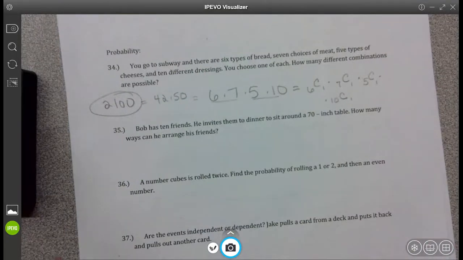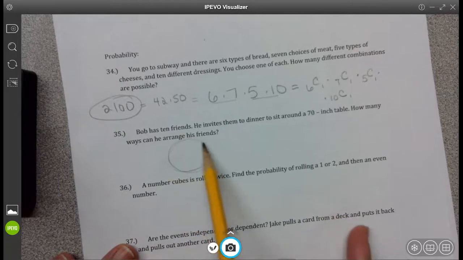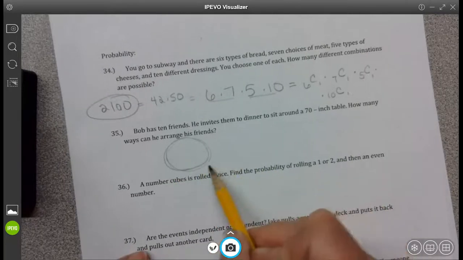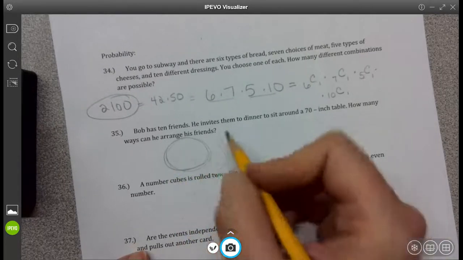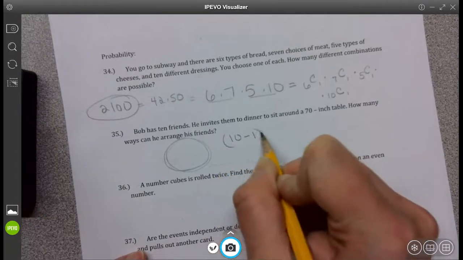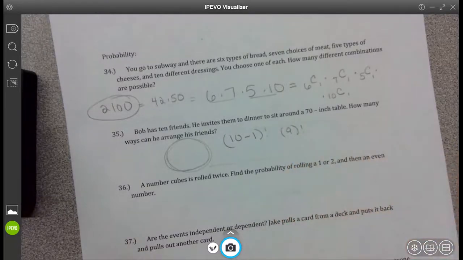Bob has 10 friends. He invites them to sit around a 70-inch round table. So the 70-inch part isn't the part you're supposed to pay attention to. It's that it's round, so it's not a linear permutation. If he has 10 friends, we know with circular permutations, you subtract 1. And that's your answer. But why?